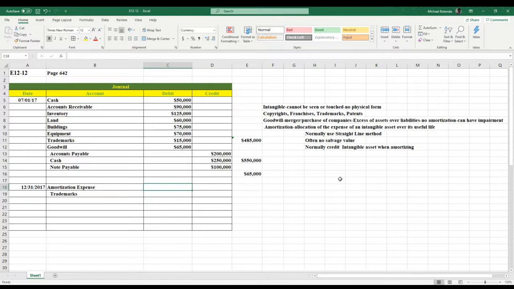So how much amortization do we have? It tells us the trademarks have a useful life of 4 years with a residual value of 3,000, which again is kind of unusual. So the fair value is 15,000 minus the 3,000, 12,000 divided by the 4 years, 3,000 a year. We've only had it since July, so it's going to be $1,500. Amortization expense is very similar to depreciation. In many ways, it's easier to calculate because it almost always uses straight line. There are other methods, but they're not very popular. So thank you for your attention.